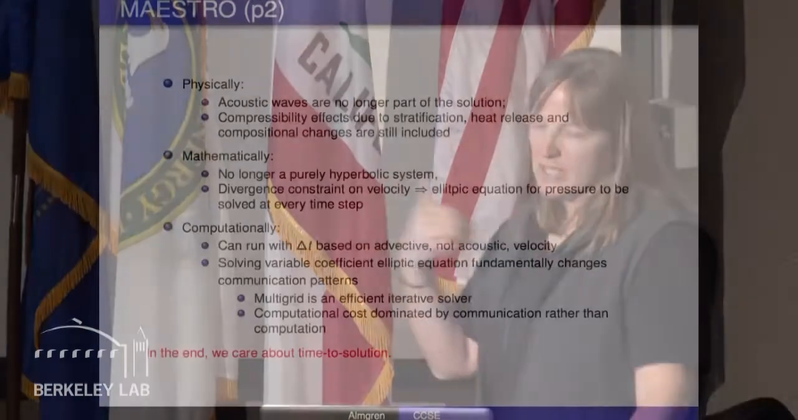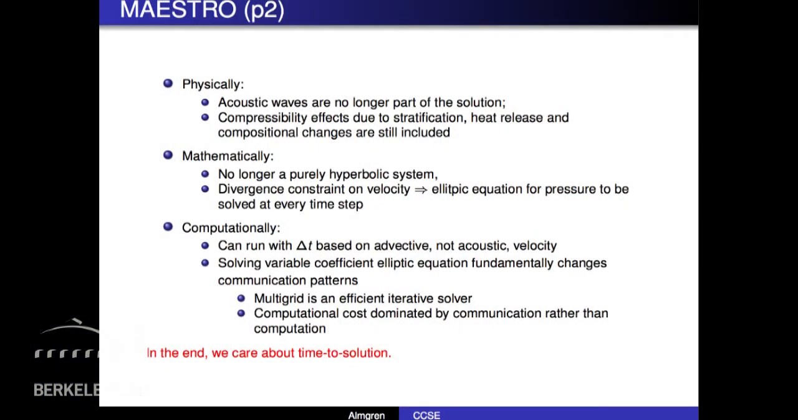Okay, so physically, again, we said acoustic waves are no longer there. You've got the other physics that you want. Mathematically, you've changed the character. Computationally, you've got the DT you want. But you now have this elliptic equation you need to solve. And so we do use multigrid.